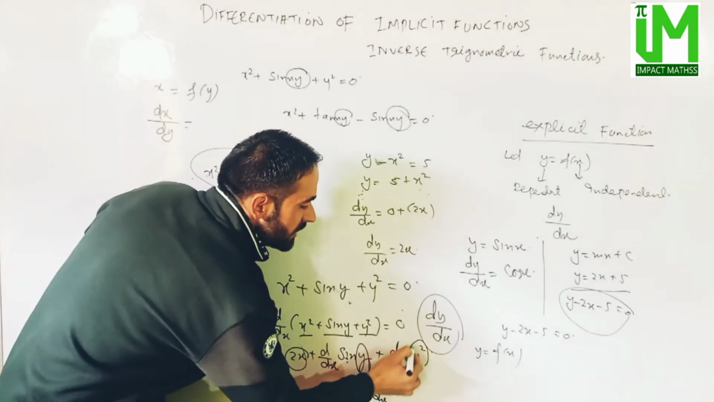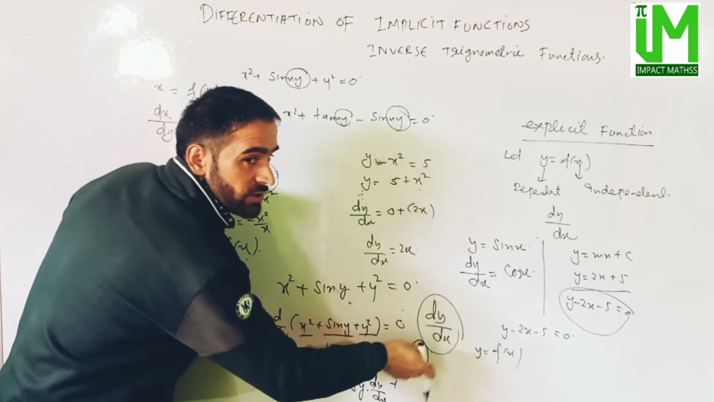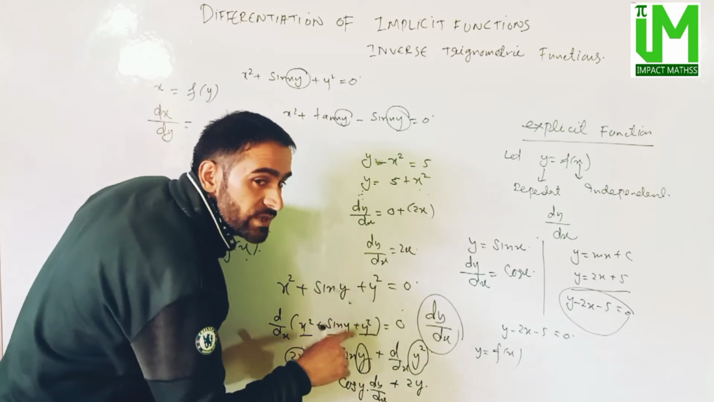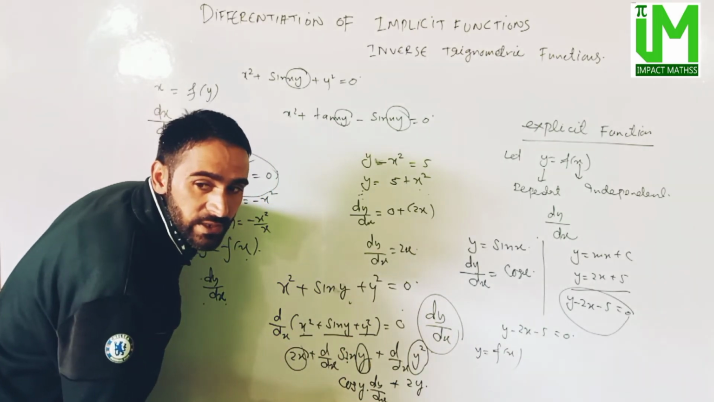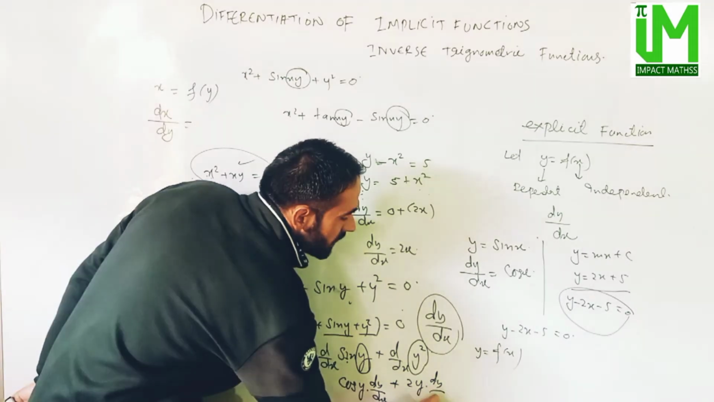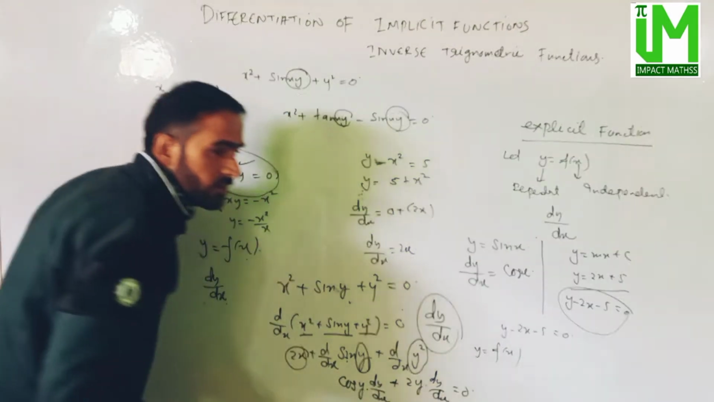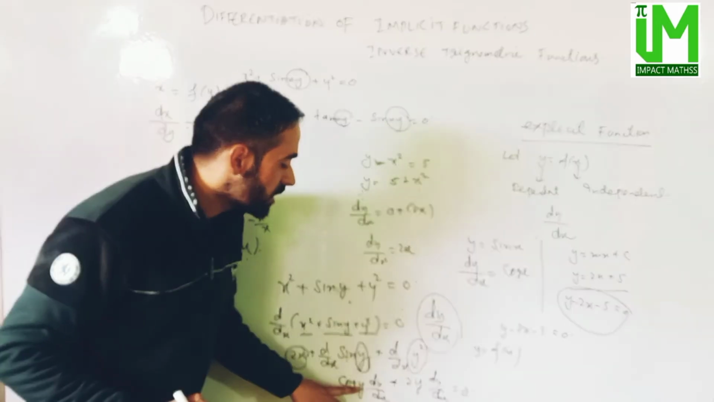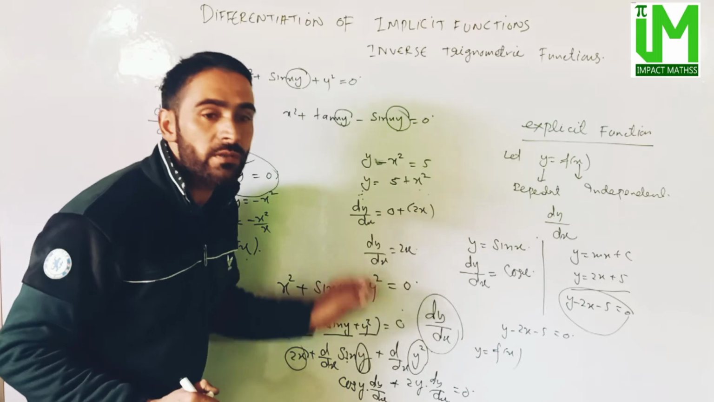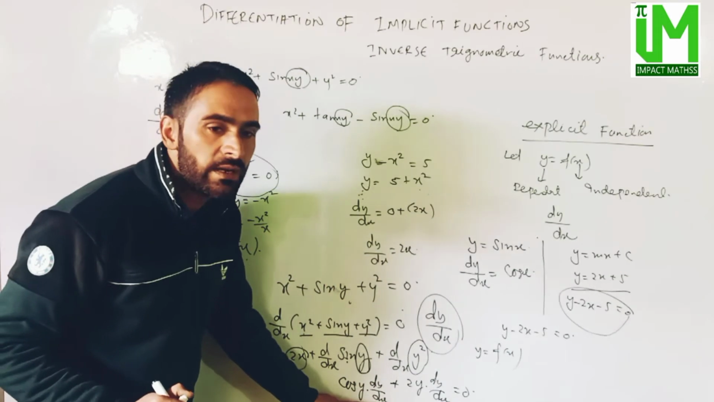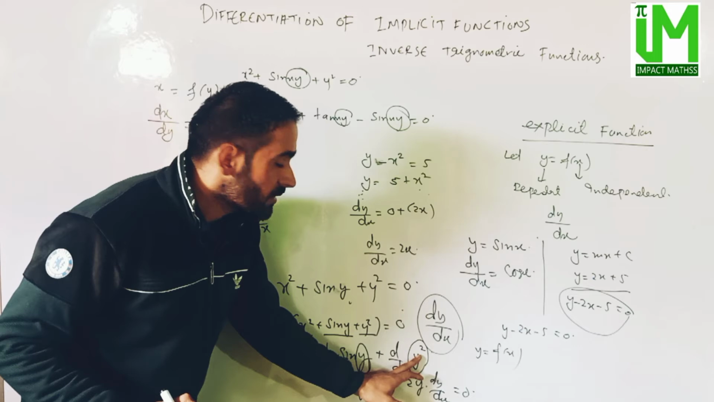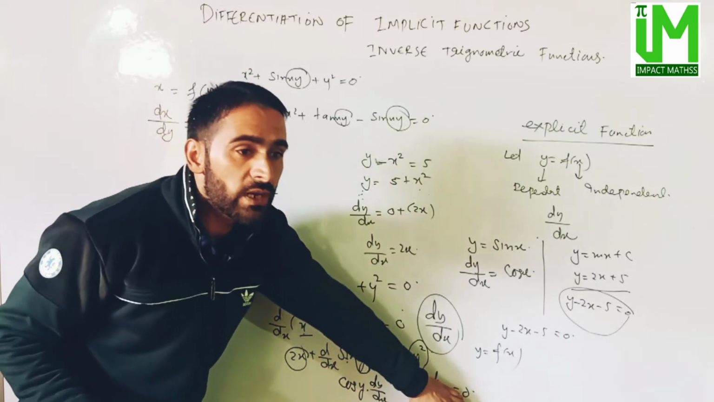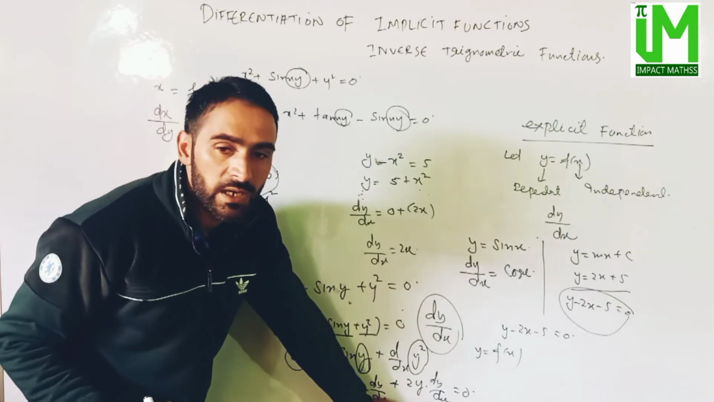Then the differentiation of y square. This is a composite function here, so it will be 2y into the internal differentiation of y, that will be dy divided by dx, is equal to 0. Understood? So we will write the differentiation of sin y, that will be cos y into dy by dx, and the derivative of y square is 2y, but then the derivative of y gets multiplied, so it will be dy divided by dx.